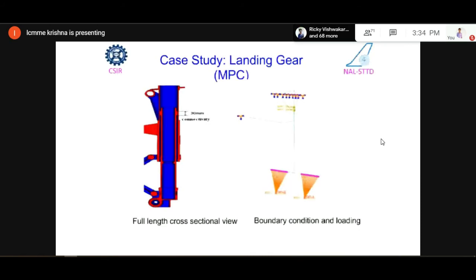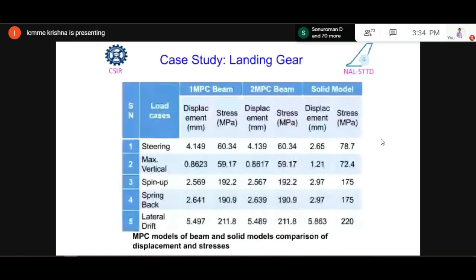Here I wanted to show again this MPC, the multi-point constraint that we have provided on the 1D beam element. If we provide it at the bottom and the top, what happens in the scenario? That is shown here, to show that the bushing connectivity is similar in the cross-sectional view and in the actual finite element model. So when we put one MPC and two MPC, what happens when we compare with the result of the solid model also?